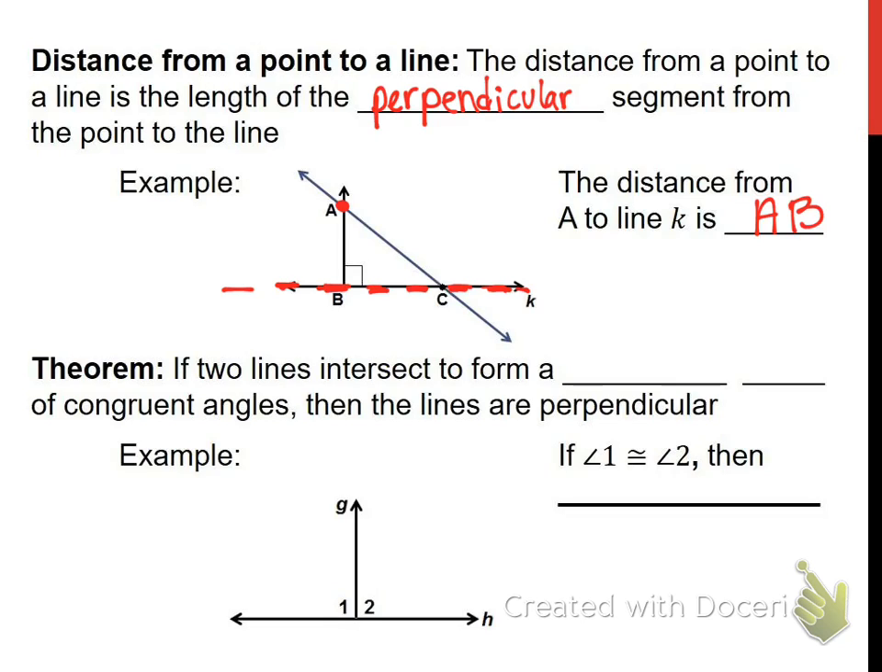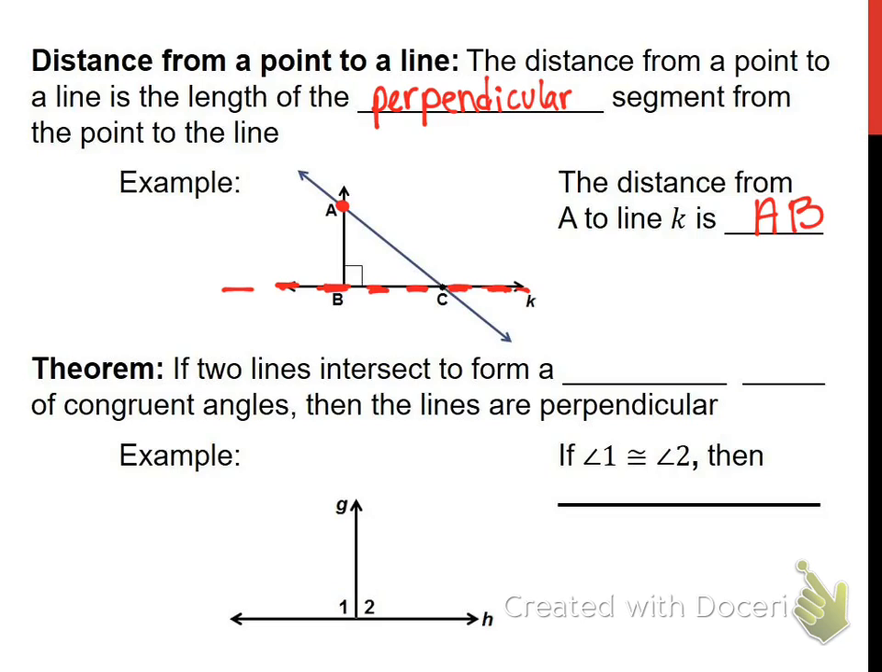Okay, we have to be specific about how we define distance from a point to a line. Otherwise, we could say, well, AC gets me from the point to the line, but that is a longer distance than AB. So we define distance as being the perpendicular segment from the point to the line. Questions about that?